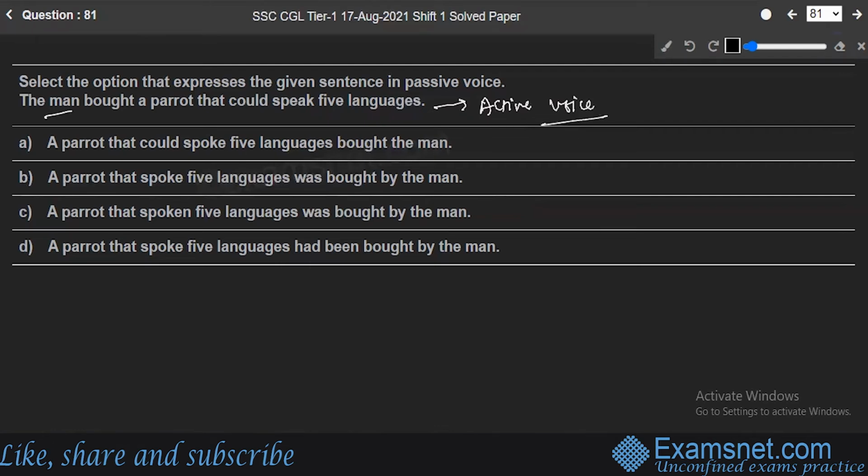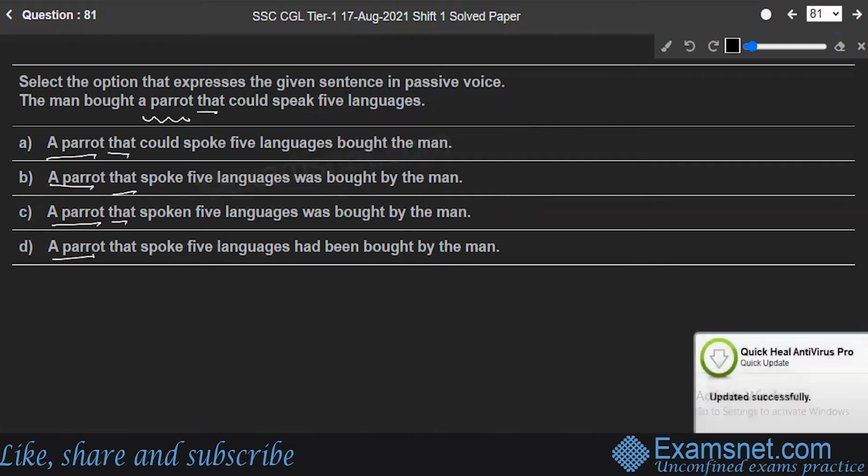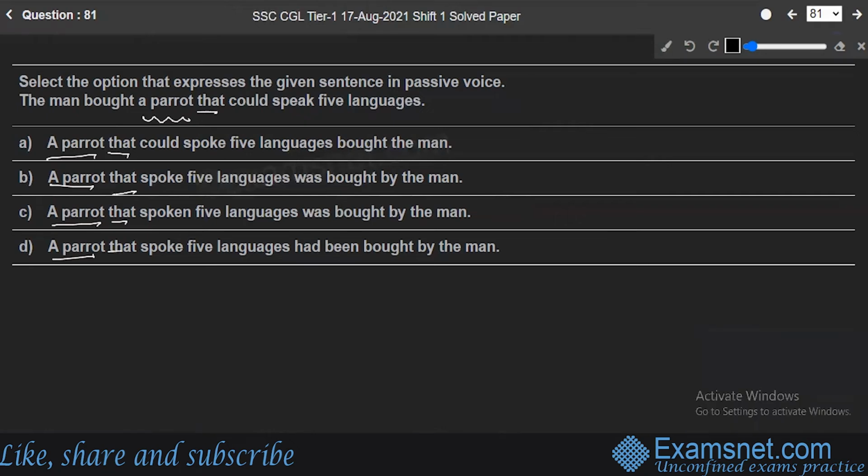So, man is the subject and parrot is the object in this case. What will happen in the passive voice? The object comes first. So, what will come first? Parrot will come first. A parrot. All the options have the first thing as a parrot only. Okay. A parrot that. Now, there is a "could" over here, and this "could" will vanish. It will be a parrot that spoke. This is in the first tense, and it will change into spoke. 5 languages. A parrot that spoke 5 languages. The present tense will change into the past tense.